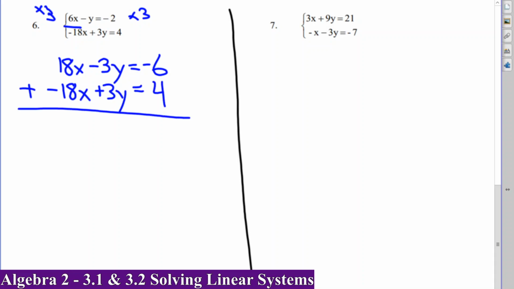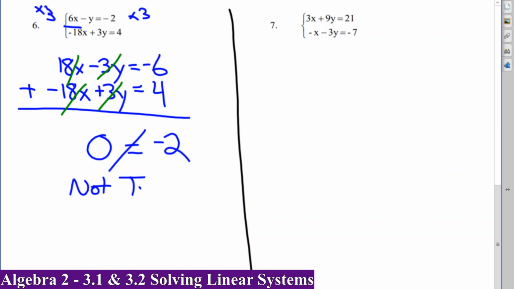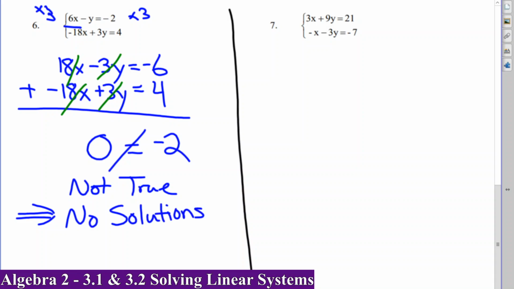Okay, and when we add those two together, I actually see that my x's cancel out, but so do my y's. So if I add everything on the left side of my equation and everything cancels out, that means we're just left with 0. On the right side though, negative 6 plus 4 gives me a negative 2, and we know that 0 is never going to equal a negative 2. Okay, so this is a special case because in this situation we find out that there are no possible solutions, right? This is never true. So that always is going to imply that there are no solutions here. No solutions whatsoever.